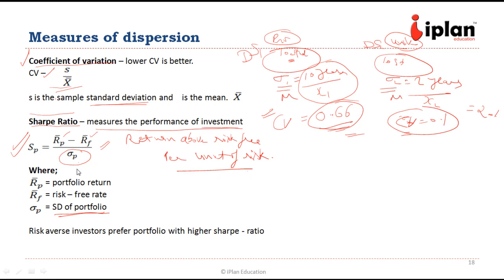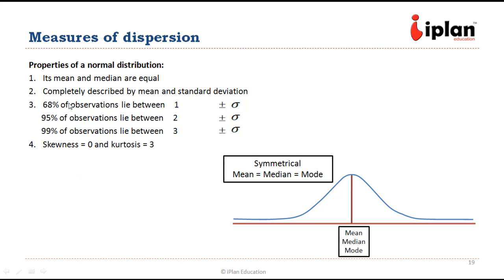Let us move to the next topic. Here we discuss the properties of a normal distribution. This is one type of distribution which is commonly found in nature. Here the mean, median and even mode are equal. See, this is the point at which mean, median and mode, all three of them lie.